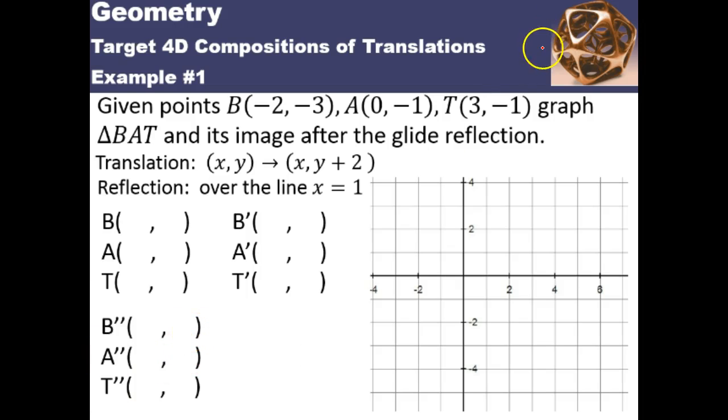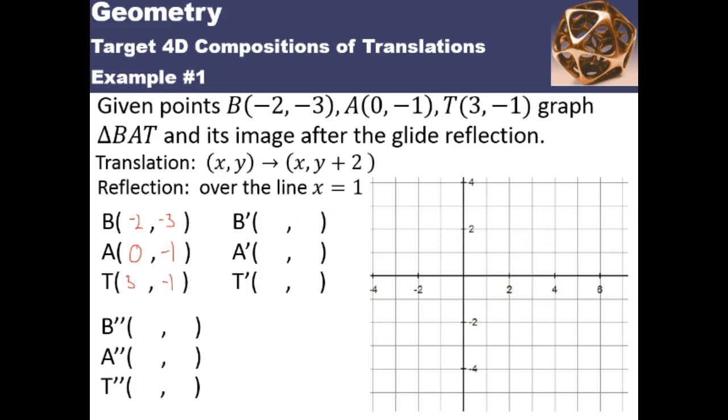Okay, so this says we're given some points, B, A, and T, and we have to graph it, and then we have to do a glide reflection. So a glide reflection consists of a translation and then a reflection. First of all, it wants us to list the points. They're already listed here, but I'm going to move them down here so it'll make it easier to manipulate them. B is -2, -3, A is 0, -1, and T is 3, -1.